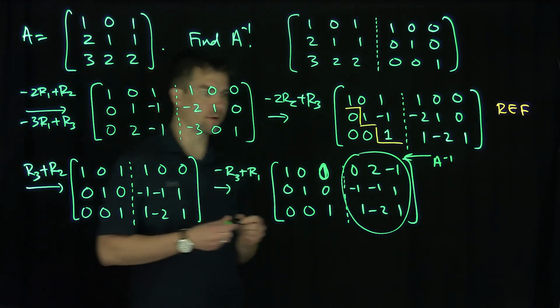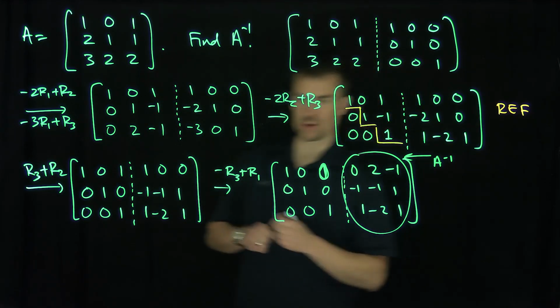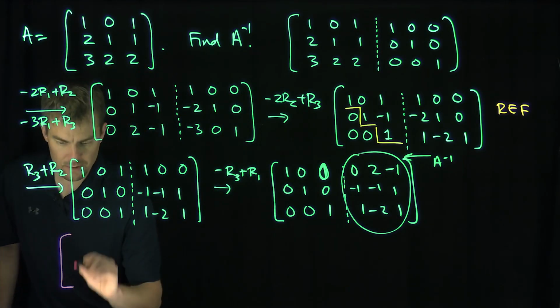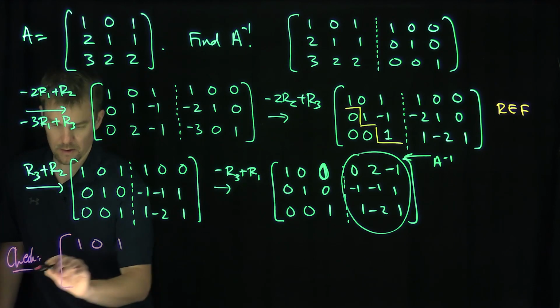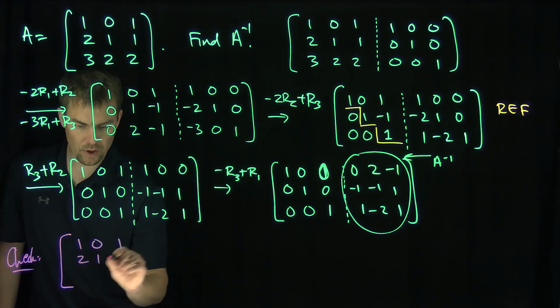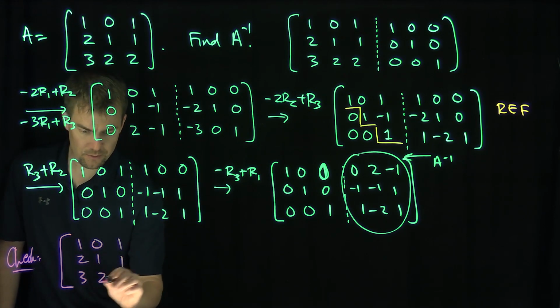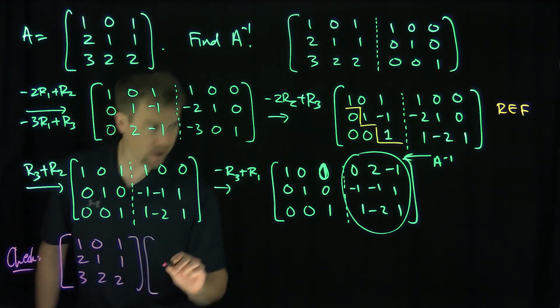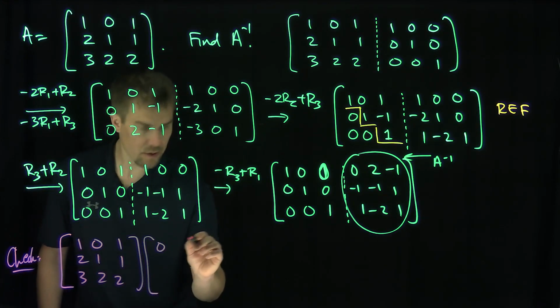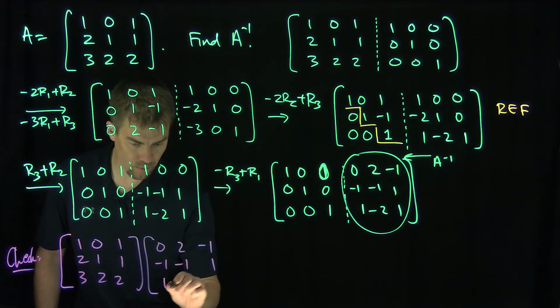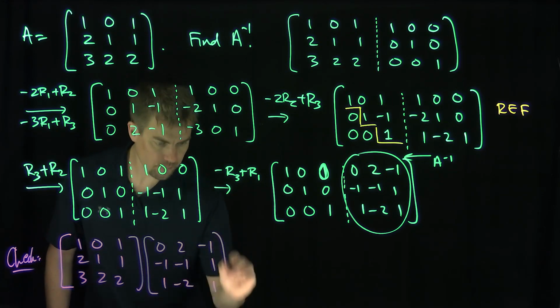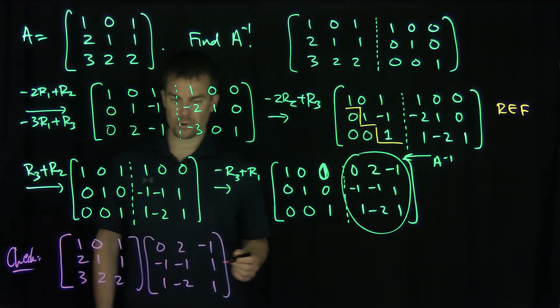Let's do our matrix A times this A inverse just to make sure what we did was correct. Here's our check. We have 1, 0, 1, 2, 1, 1, and then 3, 2, 2. We're going to hit that with 0, 2, negative 1, negative 1, negative 1, 1, and then 1, negative 2, 1. Okay? And so what are we going to get over here?